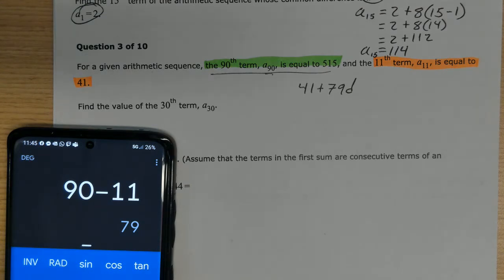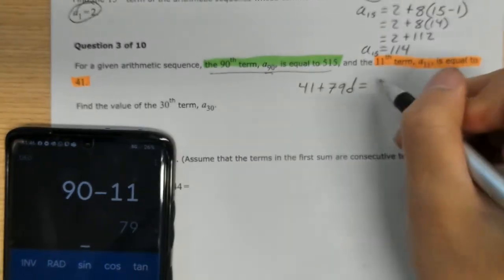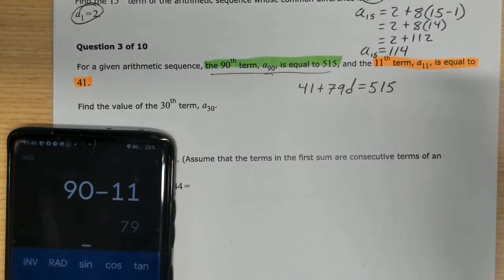Well, here's the thing. If you have 79 terms in between the 11th and the 90th term, to get from the 11th to the 12th, you need to add D to the 11th. You need to add D again to the 12th to get to the 13th. You need to add D again to the 13th to get to the 14th. So you need to keep doing that 79 times to get to the 90th, which is 515.